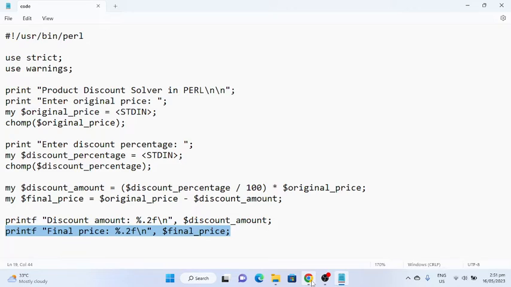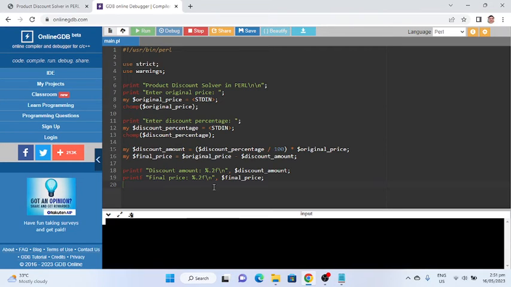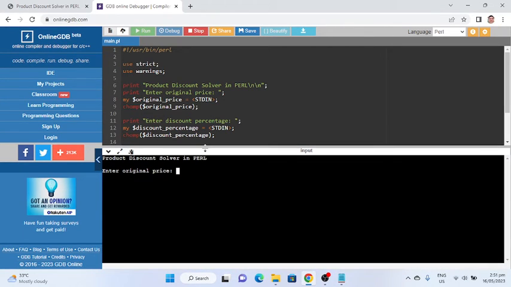Let us go with our online GDB to run the code. Okay, Product Discount Solver in PERL, enter original price. Let's say we have 78.56, and then the discount will be 5%. So the discount is 3.93, the final price is 74.63. Let us run again for the second time.